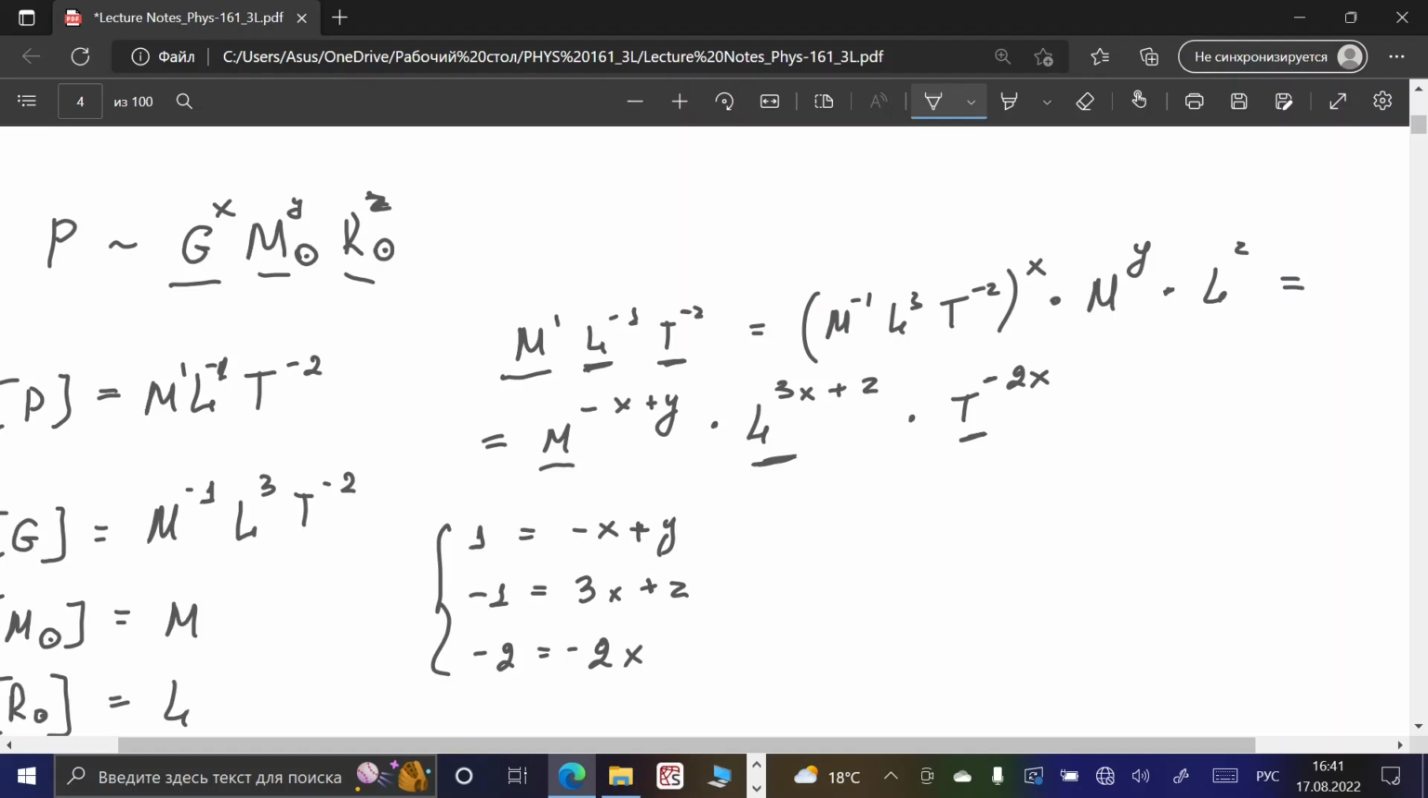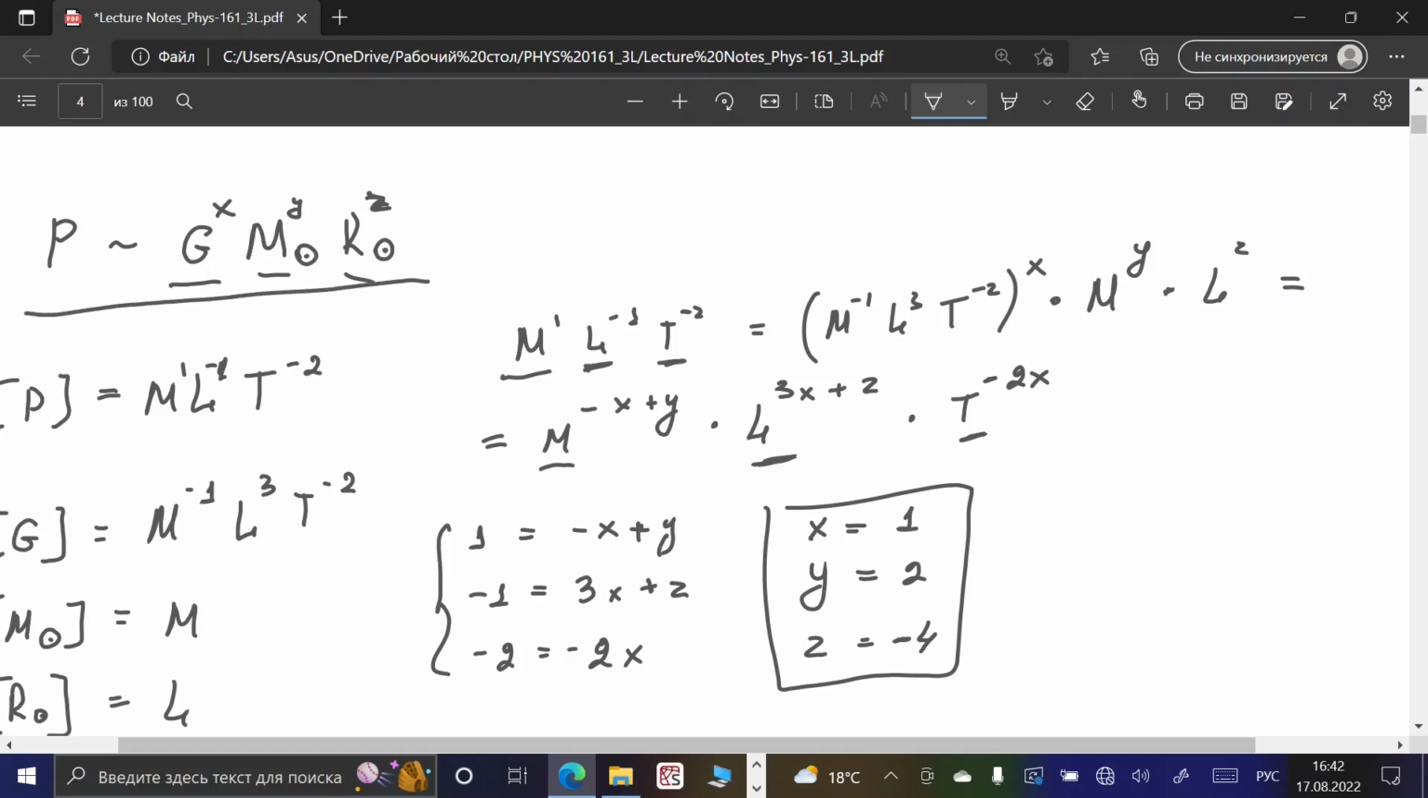So when we solve this system of three equations, we have x equal to unity, then y is equal to 2, and z is equal to minus 4. So now we have the solution of our dimensional analysis equation. Keep this in mind, and we need to recall what we started from.